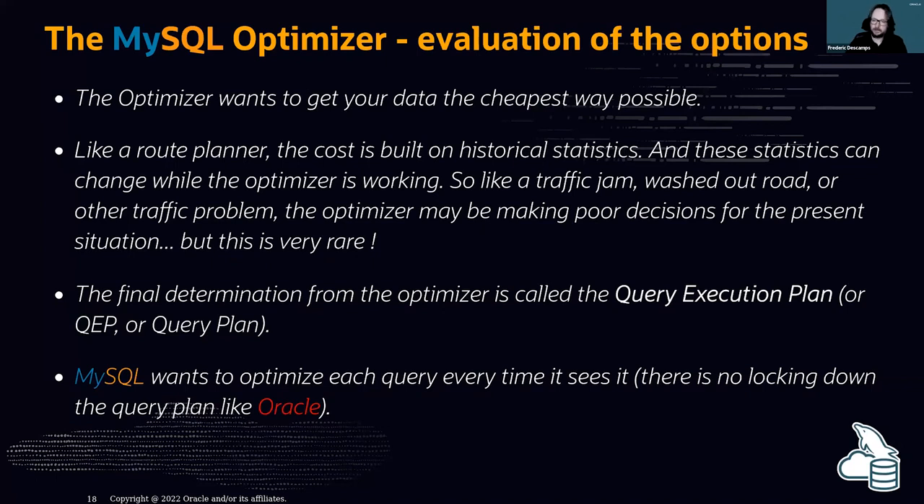And it's exactly like a route planner, what we call GPS in Europe, right? The cost is built on historical data, and these statistics can change while the optimizer is working. Like when there is a new traffic jam on the road: oh, watch out, it's maybe too late to change road.